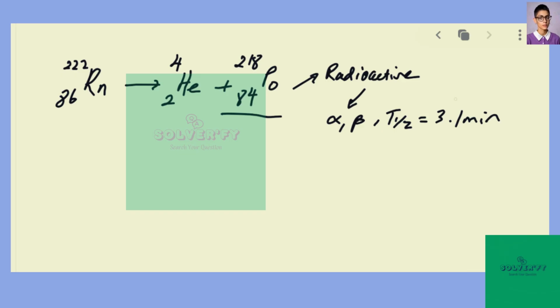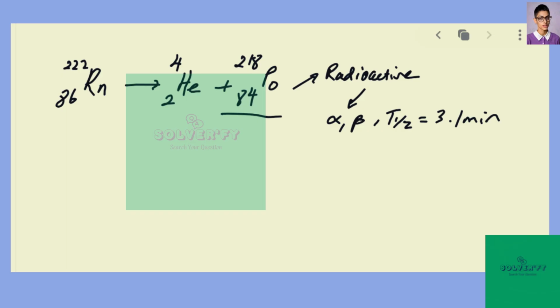Now, the daughter nucleus is not a noble gas, right? The polonium is in group 6, so it's not a noble gas. It's the same group as oxygen, so it should be chemically reactive. It can react with other chemicals and other elements.